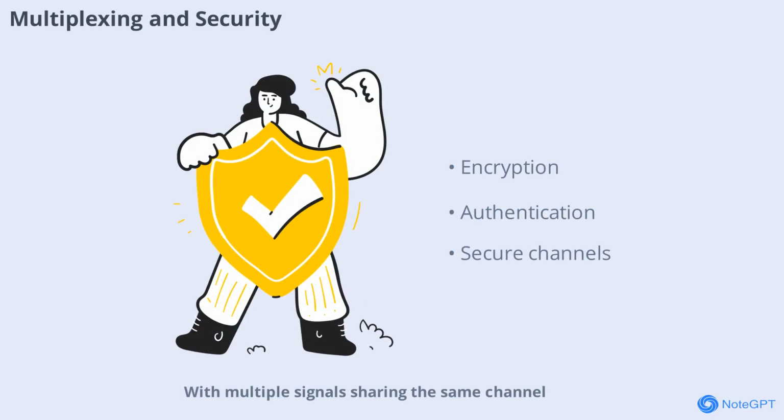Security is an important consideration in multiplex systems. With multiple signals sharing the same channel, there's a risk that unauthorized users could intercept or disrupt communication. Encryption, authentication, and secure channel management are essential for protecting data in multiplex networks. As communication systems become more complex, robust security measures are more important than ever.